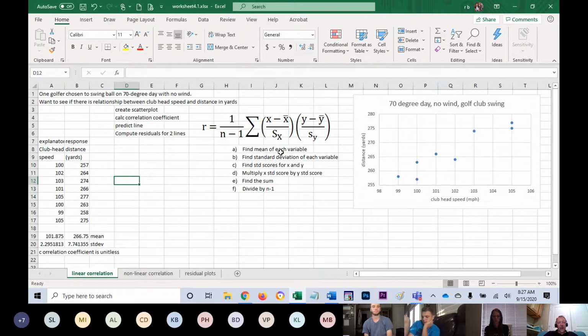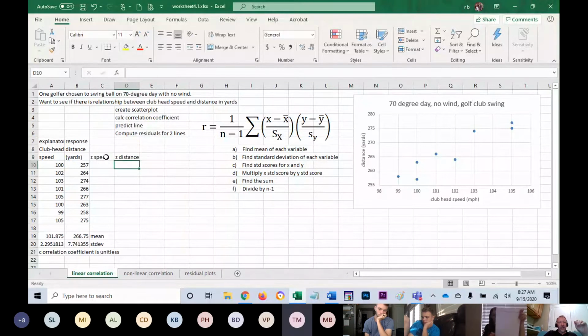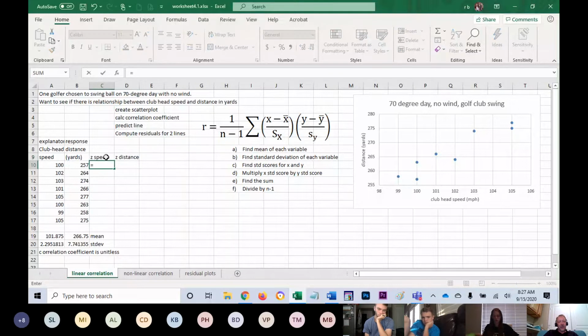Okay. All right, so we found the mean, we found the standard deviation. Now we need to find the z-scores. So I'm going to find the z-score for the speed, and I'm going to find the z-score for the distance. Now, when you guys are doing this on paper, it's important to remember that you use parentheses. So for the x minus x bar, I'm going to take the x data, subtract the mean, and then divide by the standard deviation. Okay.